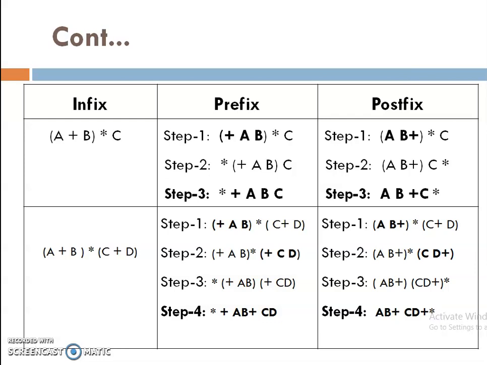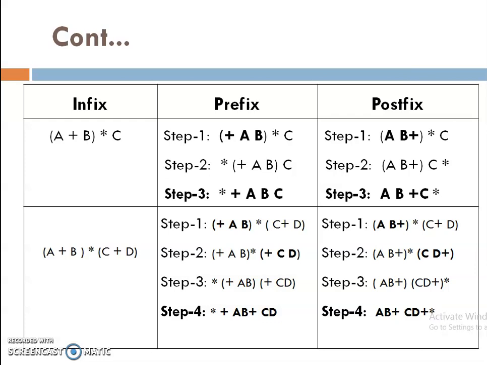Now solve this equation stepwise. Then step number 1, first solve the A plus B parentheses, then it gives the result plus AB, then write the rest of the equation as it is. Then step number 2, solve the C plus D equation, so it gives the result plus CD. Then step number 3, solve the multiplication symbol, so it gives the result multiplication plus AB plus CD, and then remove the parentheses. Then step number 4, the final answer is multiplication plus AB plus CD.